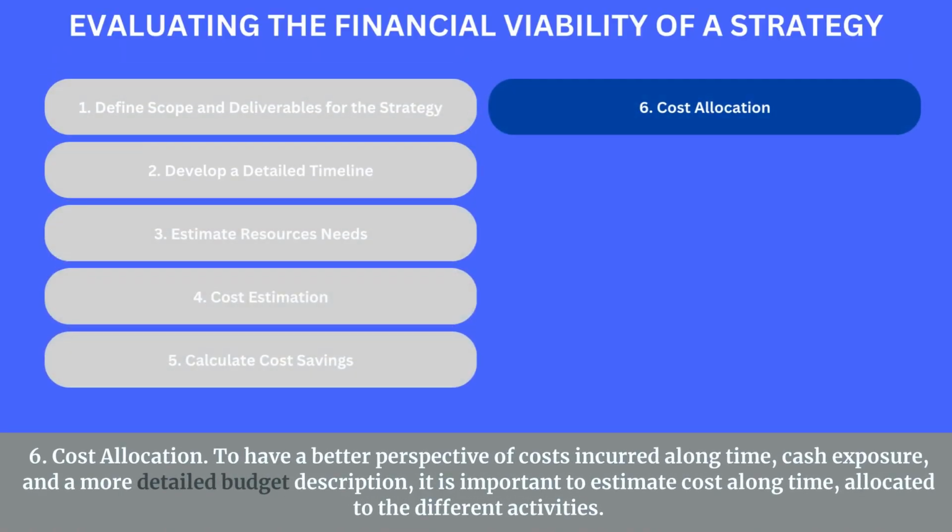6. Cost allocation. To have a better perspective of costs incurred along time, cash exposure, and a more detailed budget description, it is important to estimate cost along time, allocated to the different activities.